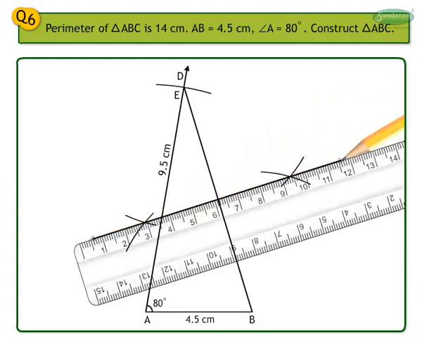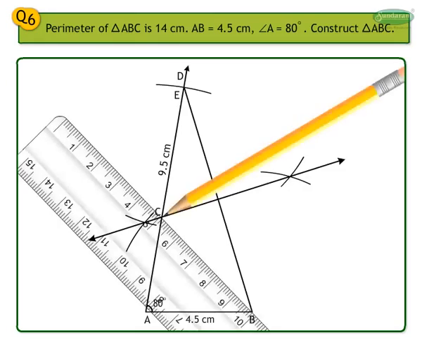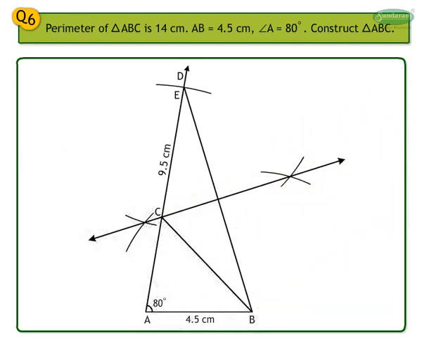Draw a line passing through their points of intersection. This is the perpendicular bisector of segment EB. Mark the point of intersection of this bisector on ray AD as point C. Join CB. We have constructed the required triangle ABC.